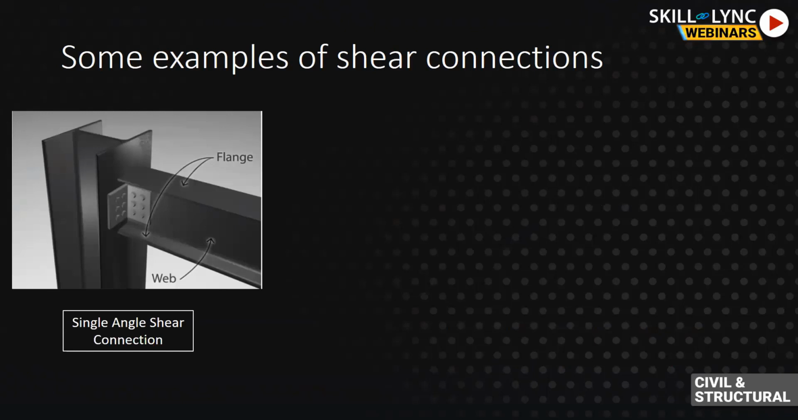Here we can see one single angle shear connection. Here the beam is connected to a single angle connection via bolts, and the same single angle connection is connected to the column with the help of the bolts. The connection is named so because of the connecting element. This single angle is the connecting link between the beams and the column. So that is why this connection is named as a single angle connection.